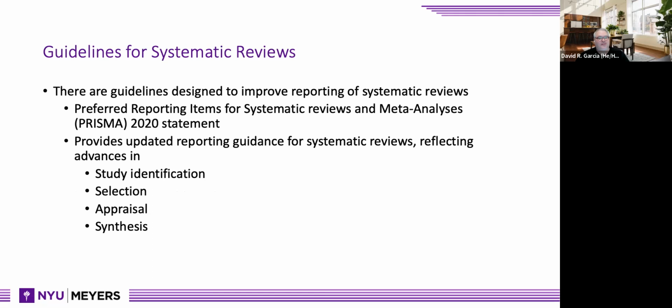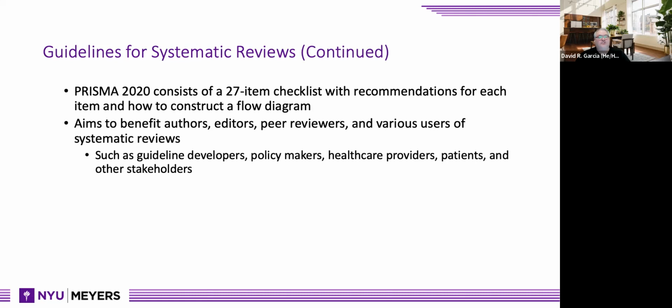But really, the PRISMA statement identifies how you're going to identify your studies, how you're going to select them, how you're going to do your critical appraisal, and then how you're going to synthesize the knowledge. So it's a 27-item checklist with recommendations for each item. And then it also has information on how to construct your flow diagram. It aims to benefit authors, editors, peer reviewers, and various users of systematic reviews, such as the people who develop guidelines, policies, healthcare providers, patients, and other stakeholders.